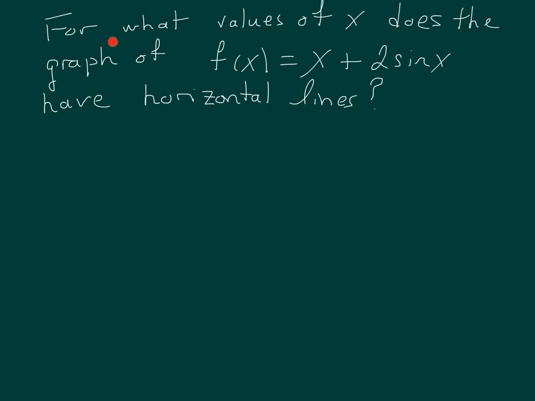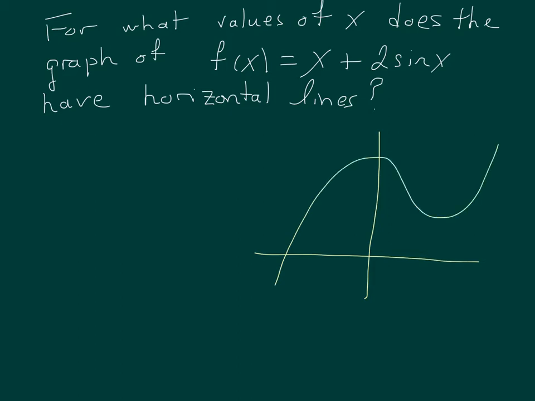Okay, with our next example, we're being asked to find those values of x where the graph of the function f of x equal to x plus 2 sine x has horizontal tangent lines. Well, as with any function, y equals f of x, and I'm just drawing some random function here, we know that we're going to have horizontal tangent lines when the slope of those tangent lines is 0, because the slope of a horizontal line is 0. All right, a line is horizontal if and only if its slope is 0.